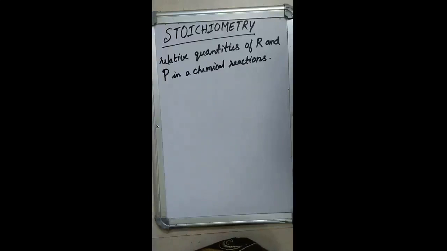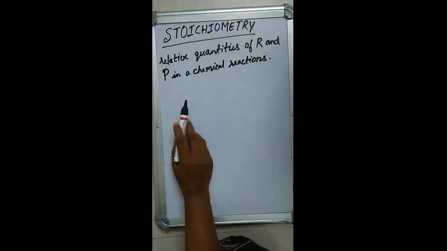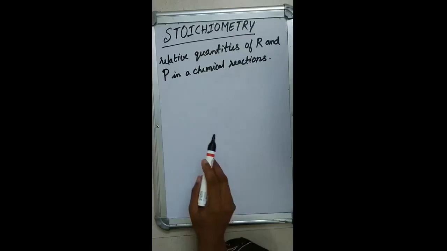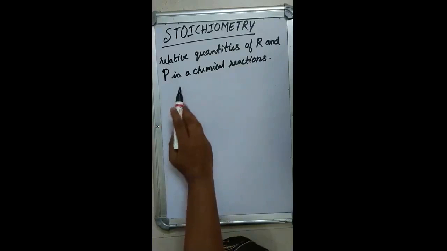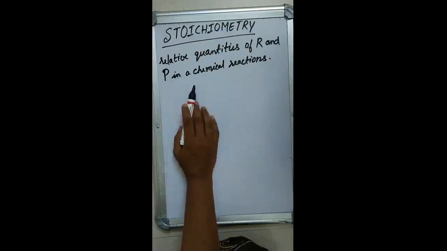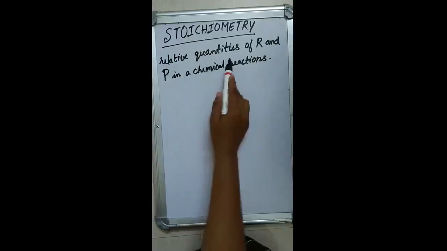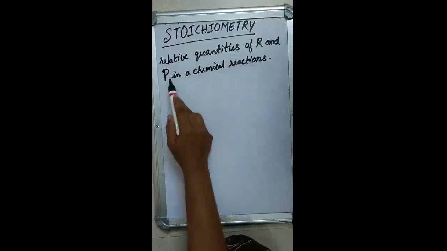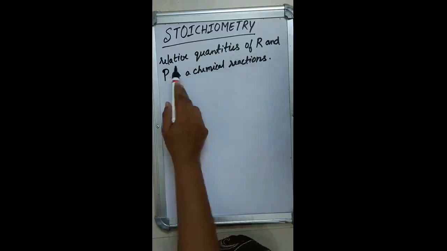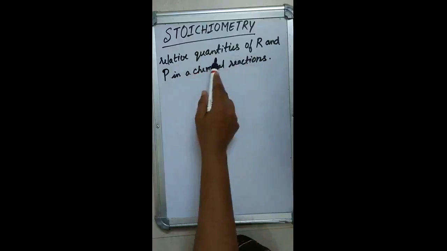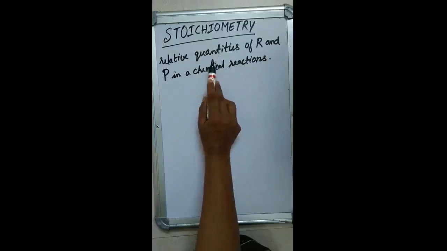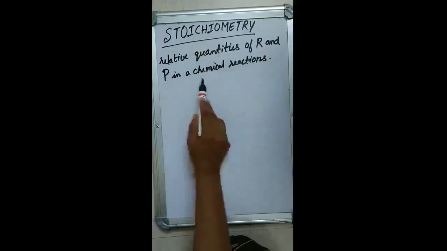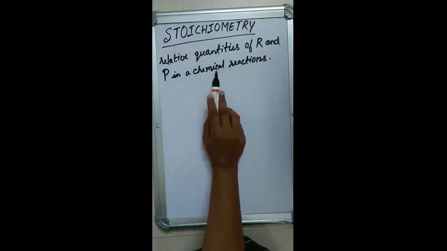Okay, next topic is stoichiometry, and stoichiometric calculation. Now here, what is the meaning of stoichiometry? Stoichiometry is nothing but a branch of chemistry which deals with the relative quantities of reactant and product in a chemical reaction. Quantities means it is nothing but a number. Now, what is the meaning of relative quantities of reactant and product?